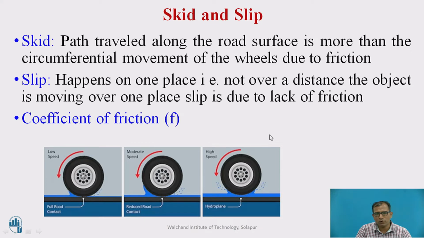You applied the brake over here, and after leaving skid marks, your vehicle is going to stop. Whatever skid marks we have, that is what we call a skid. Slip happens in one place, not over a distance. The skid happens over a distance. The slip happens only in one place, where the object is moving over one place, and slip is due to the lack of friction.